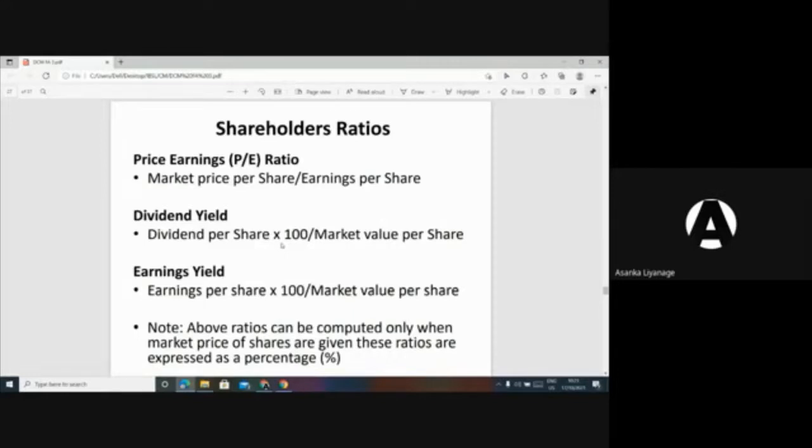Then earning yield, similar to dividend yield, but instead of dividend per share, you take earning per share. Earning per share divided by market value per share into 100. You can only calculate these ratios if the market price is given in the question paper, or in a practical situation if you have listed shares.